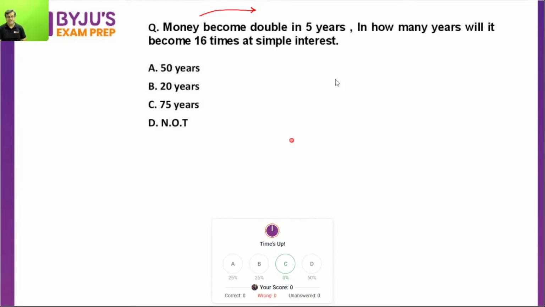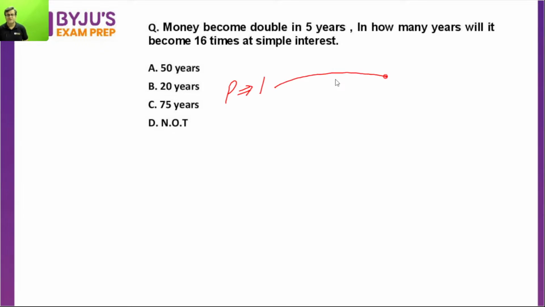C option is right actually. At simple interest, this is not compound. If this is compound, then it will be 20 years. If simple, then 75 years. So let's see. Money become double in 5 years. So if principal is 1, it will become amount as 2. So interest is equal to 1. Time is equal to 5 years.